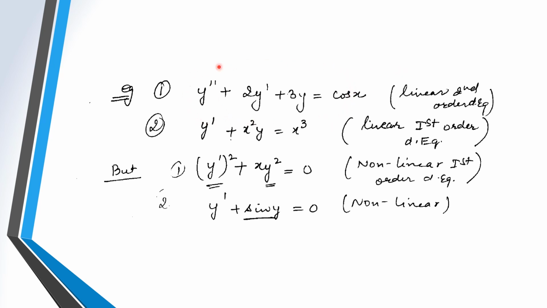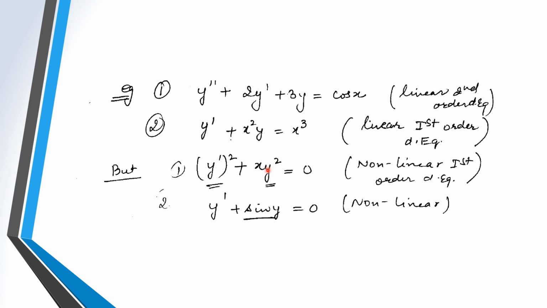What is the order of this differential equation? It is second, because the highest derivative term is the second derivative. So this is a linear second order differential equation. In example 2, again it is linear and the first derivative is the highest derivative. So this is a linear first order differential equation.